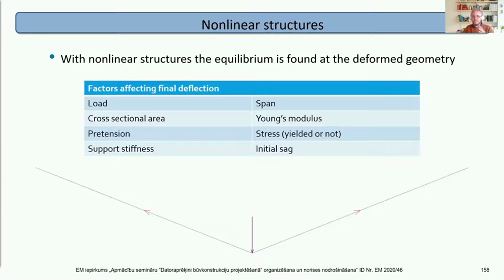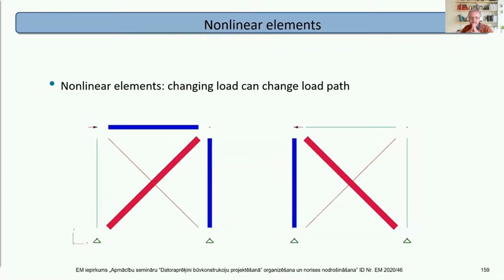So, with these non-linear structures, things to note: a change in the load can change the load path. Here we have a very simple example. It's a braced bay, and the bracing elements are tension only. On the left we have a load going to the right, and on the right we have a load going to the left, wind reversal, let's say. The wind going one direction activates one bracing element, and the wind going the other direction activates the other bracing element. The load path to the ground and everything changes depending on the load direction.